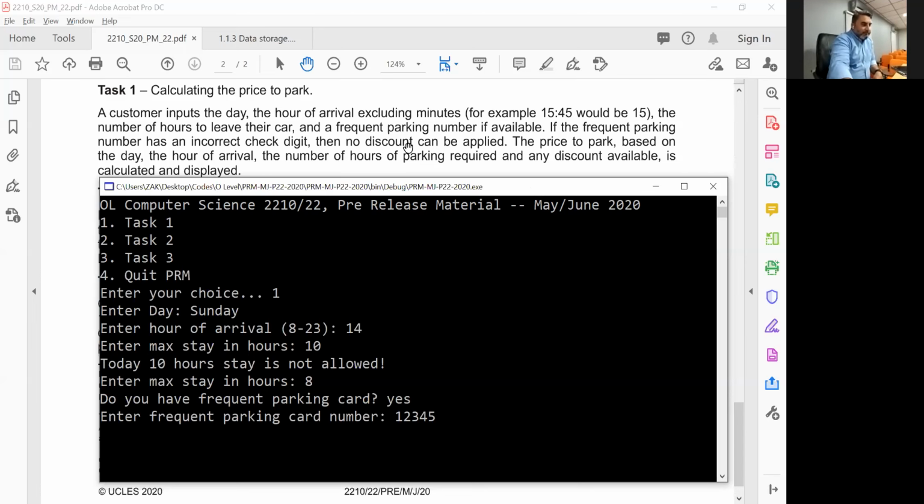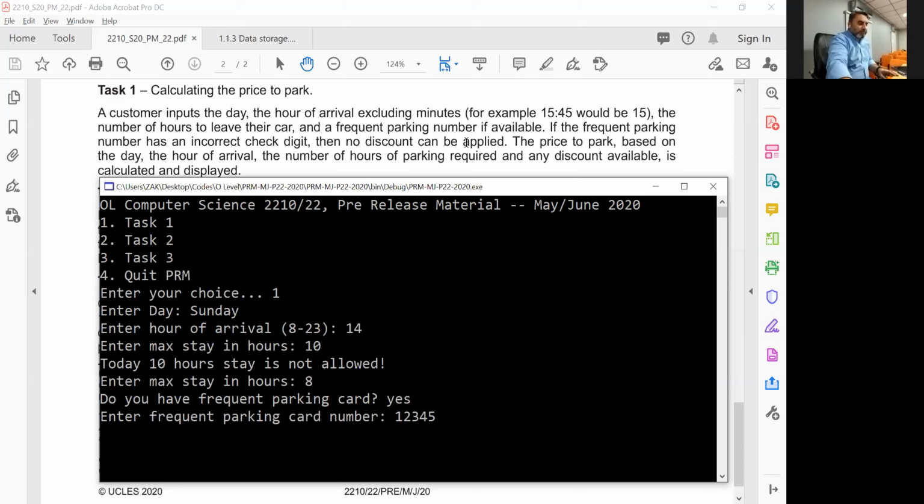As it says here, if the frequent parking number has an incorrect check digit, meaning it is entered wrong, and we have calculated and found that the modulus 11 calculation is not 0, then it is wrong, but it is not being rejected. It says that then no discount can be applied. We won't be notifying our user that the card number is wrong. Rather, we are simply not going to give any discount.